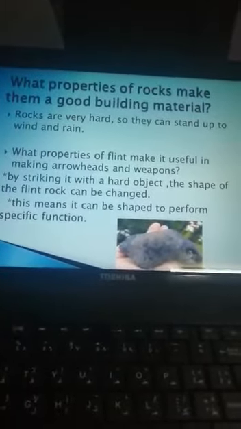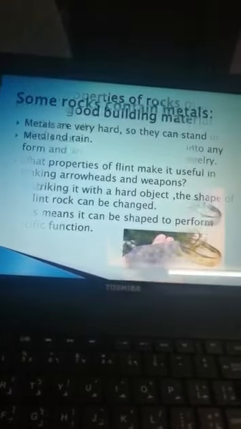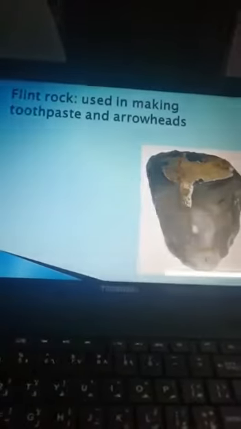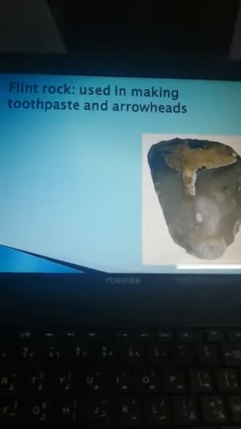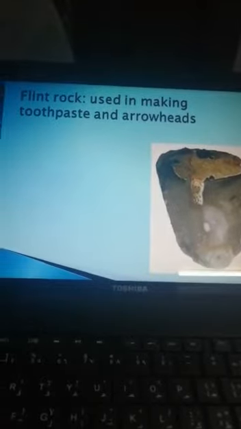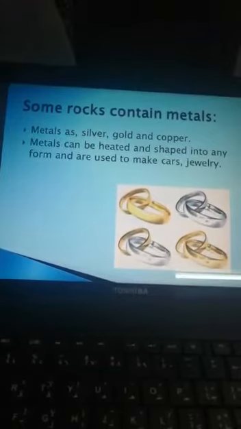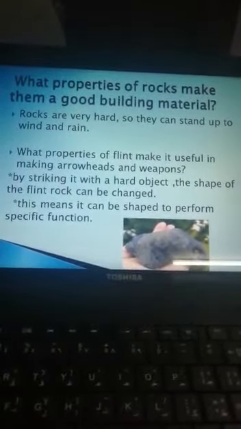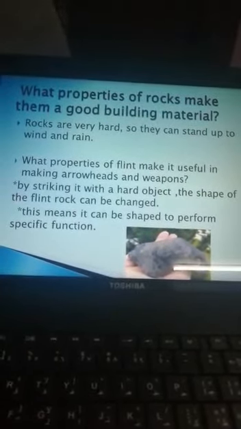Okay. And so, what about the properties of flint rock? Who can remind me? Flint rock, like this. Flint rock is used in making what? Yes, toothpaste, arrowheads, and weapons. Let's know the properties of flint rock. The properties of flint rock make it useful in making arrowheads and weapons.